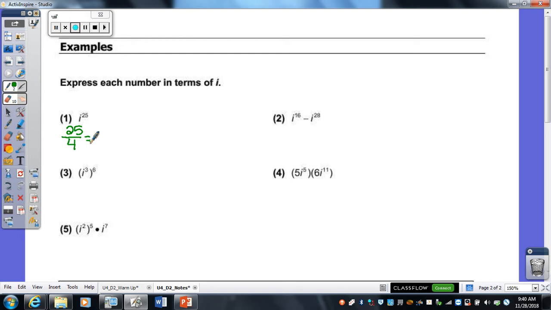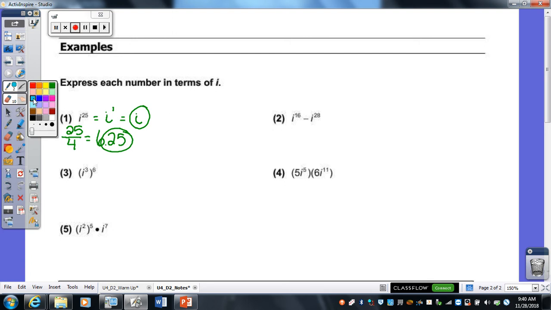25 divided by 4. You're going to get a decimal. What is it? 6.25. So that decimal 0.25 means that this is the same as i to the first, which is just simply i. Let's try the second one.